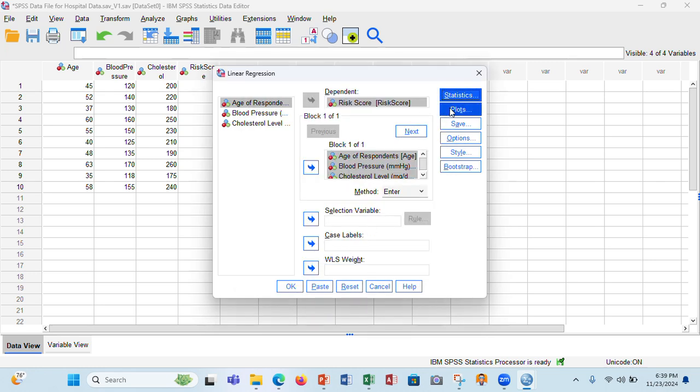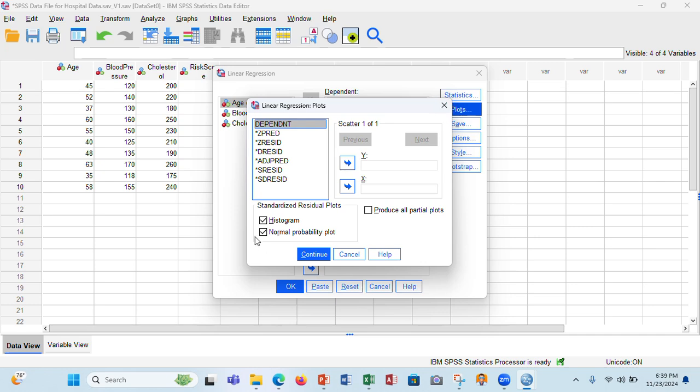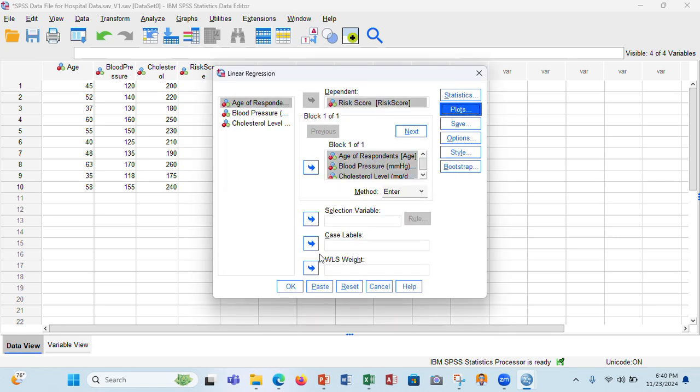We can also set our plots. For example, if you want to have a histogram in your files, and also the normal probability plot, the normal probability distribution curve, you can say continue under plots. Then after that, we are good to go and click OK.